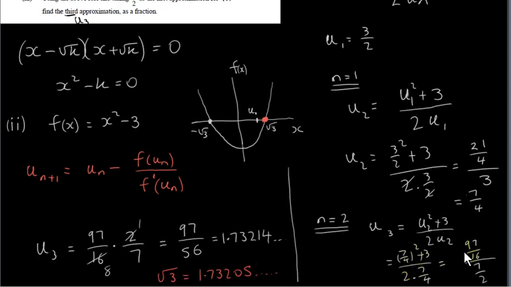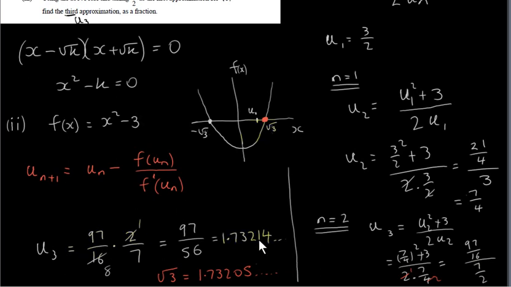So I've written the denominator as a fraction. It's 97 over 16. The numerator is 7 over 2. So we've 97 over 16 divided by 7 over 2. That's 97 over 16 multiplied by 2 over 7. So that's 97 over 8 sevens are 56. So this is u3. This is a third approximation to the square root of 3.